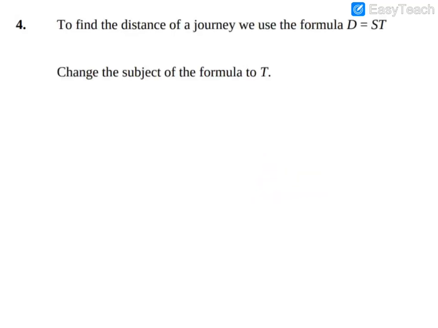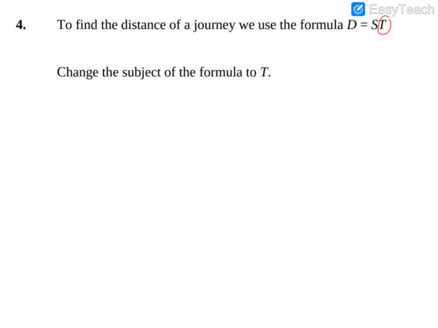Okay, question 4. To find the distance of a journey, we use the formula d equals st, so that's distance equals speed multiplied by time. Change the subject of the formula to t, so we need to make t the subject, this guy here. At the moment d is the subject, right, because d is on its own on one side of the equals sign, and we want to make t the subject, so we want to get rid of this s.